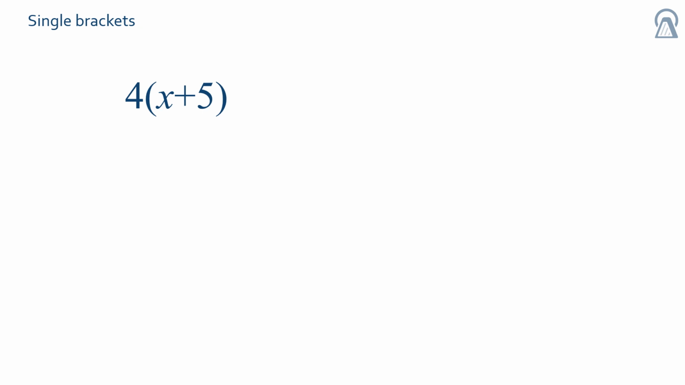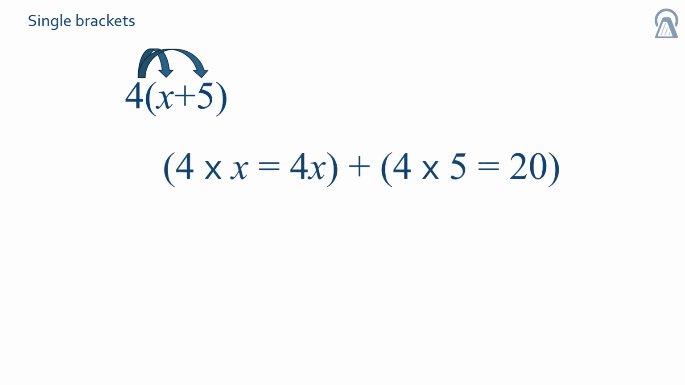Step 2, we want to distribute that multiplier. Essentially what we're going to do is multiply the terms inside the bracket by the multiplier. So we multiply 4 by each of the terms, x and 5. For step 3, we need to then carry out those multiplications. So you've got 4 times x is 4x and 4 times 5 is 20. And our final step is just to combine those two results. So 4(x plus 5) becomes 4x plus 20.